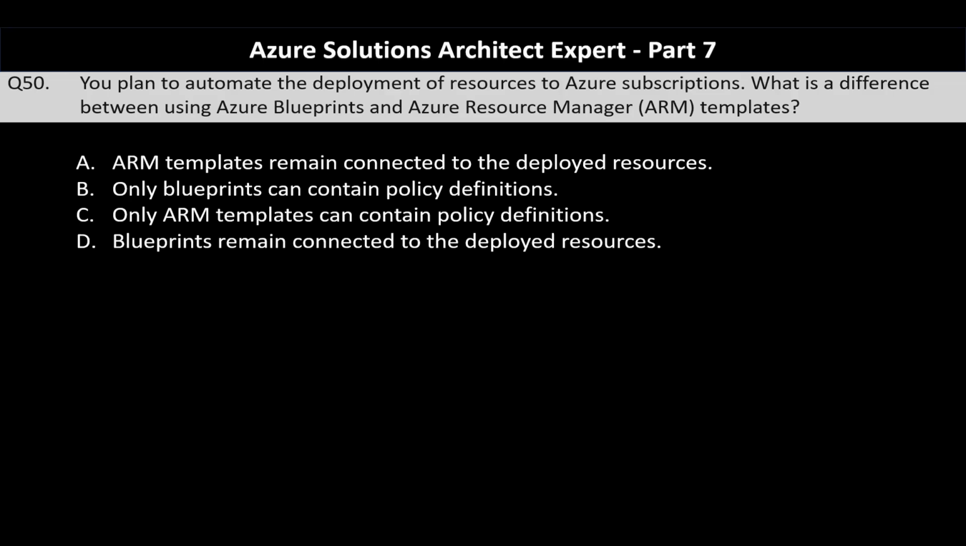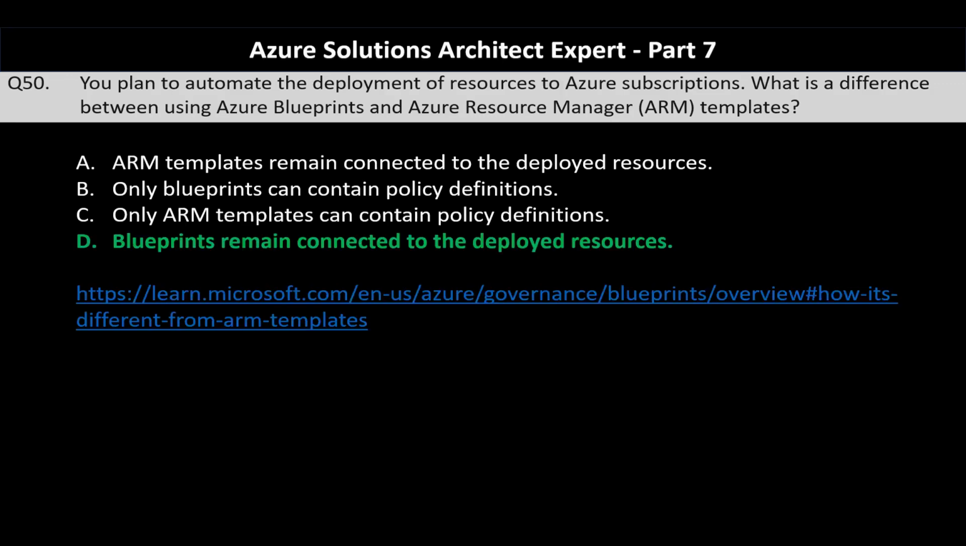Folks, the blueprint preserves the relationship between the deployed application and the blueprint components. Whereas in the case of the ARM template, there remains no active relationship between your deployed application and template. This connection helps in tracking and auditing the resources. Folks, there is a link on your screen. Go through the link to understand more about the differences between the ARM templates and blueprints.